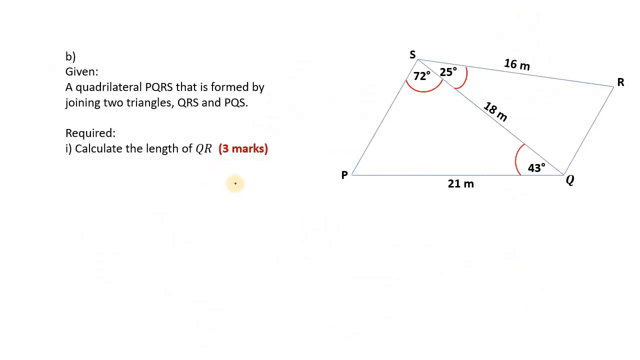All right, so now let's go on to the last portion. A quadrilateral PQRS is formed by joining two triangles. So we have the two triangles here, as you can see. QRS, that's one triangle, and then we have PQS as well, so another triangle. The length of QR, which triangle is QR part of though? Well, QR is part of QRS, right? So one of the things I'll do, I'll just quickly sketch that.